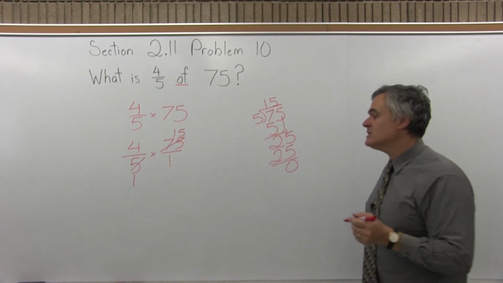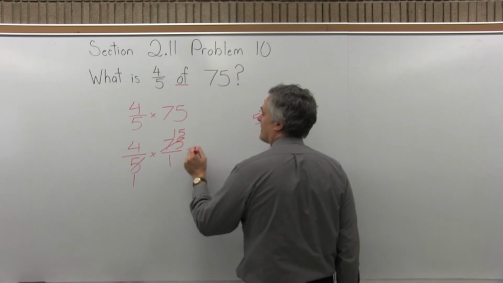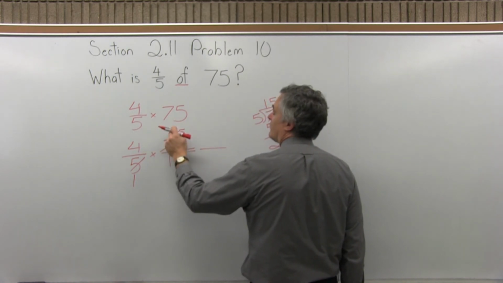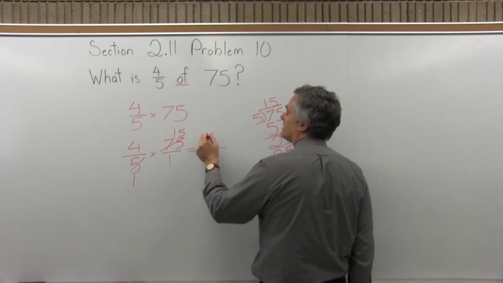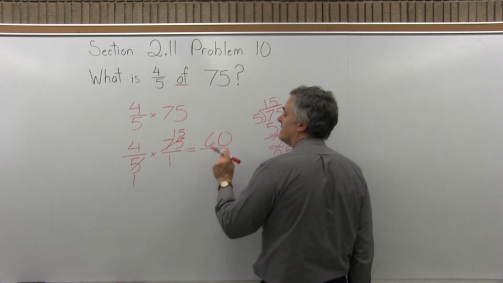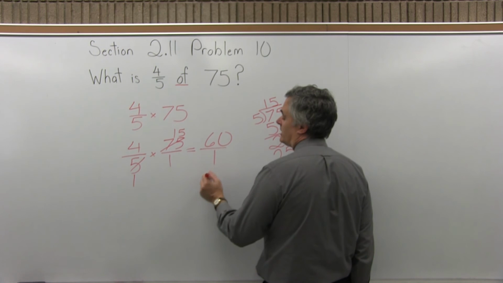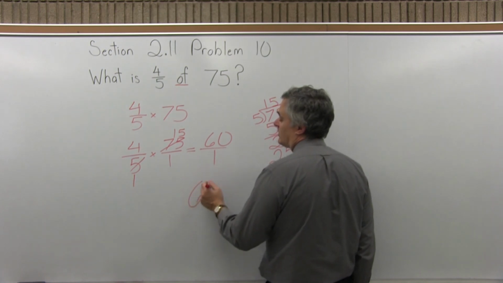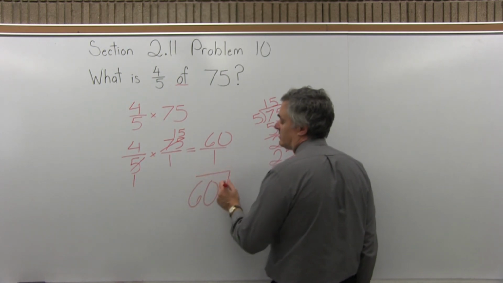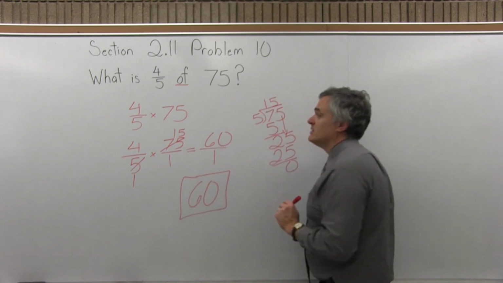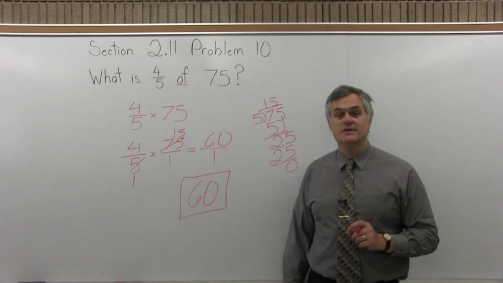Now that I've pre-reduced, I'll multiply what's left. Top times top is now 4 times 15. 4 times 15 is 60. And the denominator is denominator times denominator. 1 times 1 is 1. So 60 over 1 can be simplified a little bit and just say 60. So 4/5 of 75 is 60.